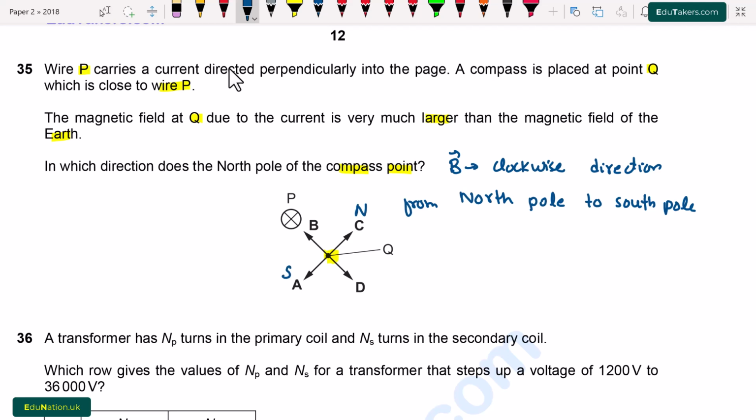This is the poles for the magnet, but we have to show in which direction the North Pole of the compass points. As the compass is very close to the wire P, there will be attraction. It means that the North Pole of the compass will be at the South Pole of the magnet. So here will be the North Pole of the compass. So only option A is correct from here.